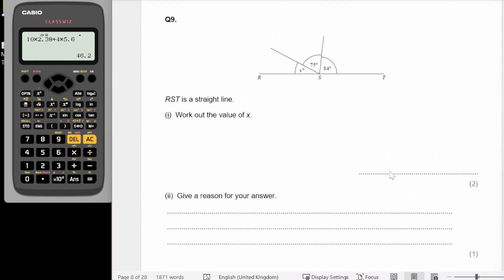Okay, question 9. Work out the value of x. So we're going to use still angles along a straight line equal 180. So I'm going to say 180 minus, and I'll put it in brackets, 75 plus 84 equals 21 degrees. And the same reason as before, angles on a straight line equal 180 degrees.